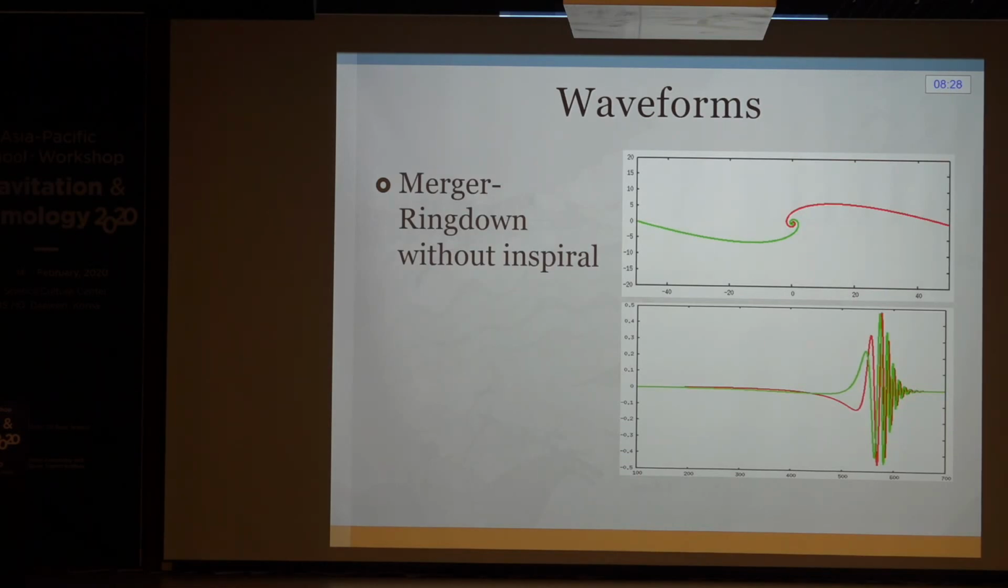And the other kind of waveform is merger ring-down without inspiral. This orbit is a direct merging orbit. So this does not have inspiral phases, so their inspiral waveforms are not shown. They have just merger and ring-down phases.